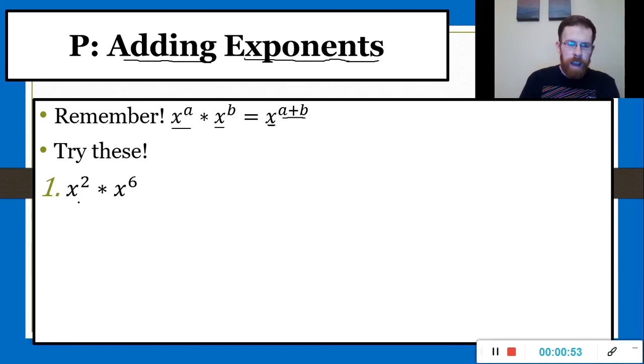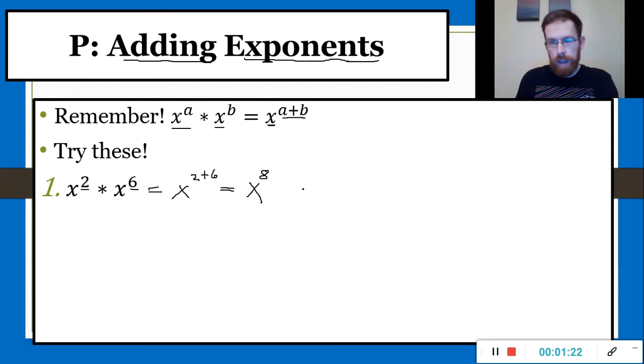So, if I have x squared times x to the 6th, following this formula, because this formula is really all you need to do on this, that's going to be the same thing as x to the 2 plus 6. Now, kids and parents, what's 2 plus 6? That's correct, it's 8. Meaning, x squared times x to the 6th is x to the 8th. That's one way of looking at this.